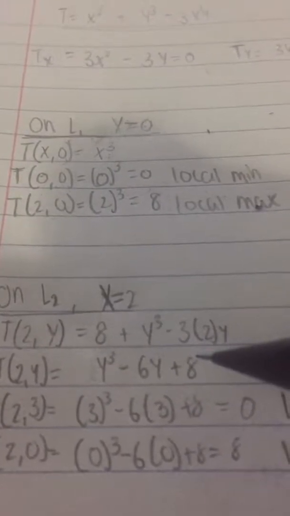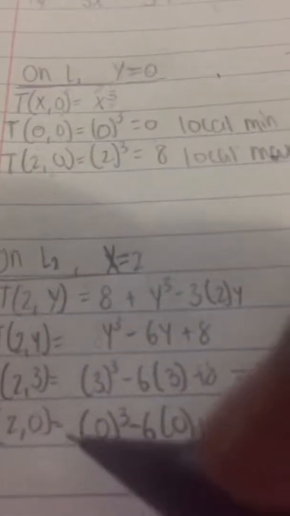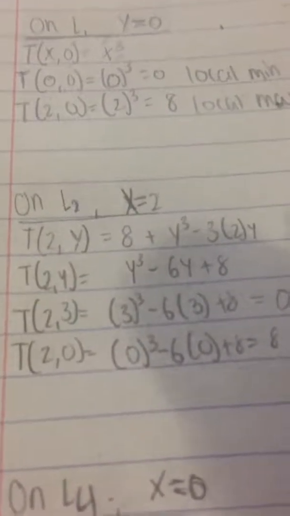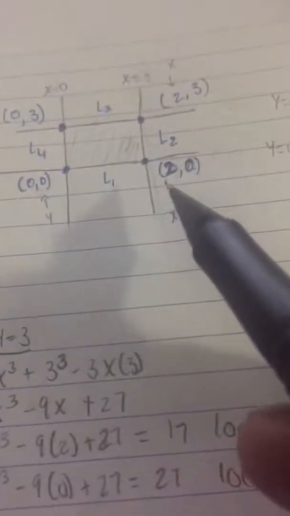Yeah, 2 cubed is 8, and then plus y cubed. You get that, and I just rearranged it so you get y cubed minus 6y plus 8. So now you get this new function. Now you just have to test the 2 points.